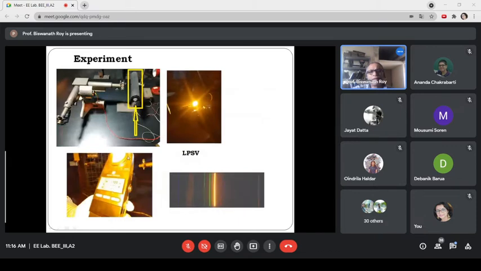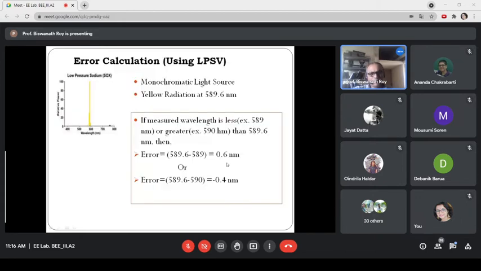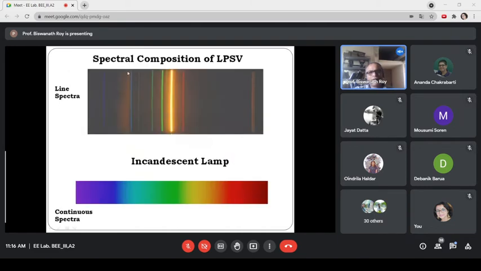So this picture is taken during experimentation. This is the look of the opening where this golden yellow light is coming out, and the spectrum looks like this while looking here. After getting the zero error value, we can perform the experiment. So this is the spectrum of the low pressure sodium vapor lamp, and this is the spectrum of the incandescent lamp, visible here.